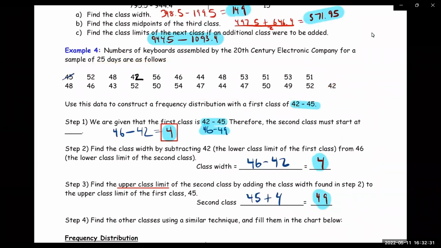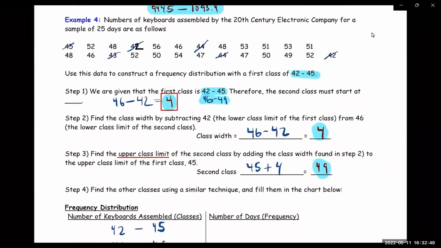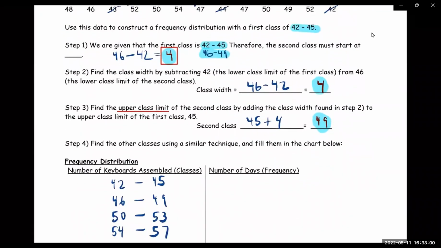So that would be 1, 2, 3, 4, 5, 6. Did I get them all? I think so, right? Yeah. So it looks like there's 6. 1, 2, 3, 4, 5, 6. So we'll say 6 here.